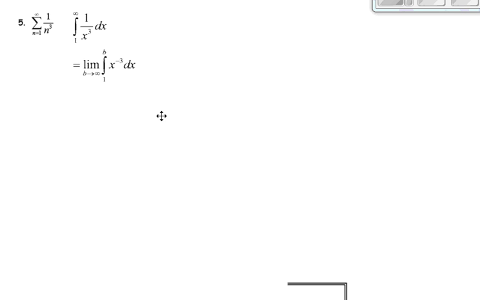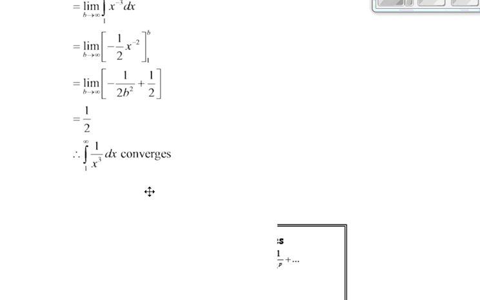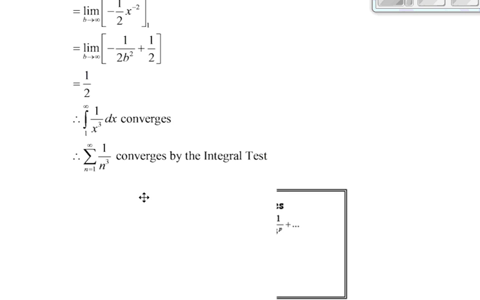I'm going to rewrite that as x to the negative 3. When I take the integral of that, add 1, we get negative 2 with a coefficient of negative 1/2. Then evaluating that from 1 to b, we have negative 1 over 2b squared plus 1/2. Now as b approaches infinity, it's in the denominator, therefore this first term is approaching 0, therefore we're approaching 1/2. So again, the integral is approaching 1/2, therefore the integral converges, and therefore the series converges. But remember, it's convergent to something greater than 1/2.